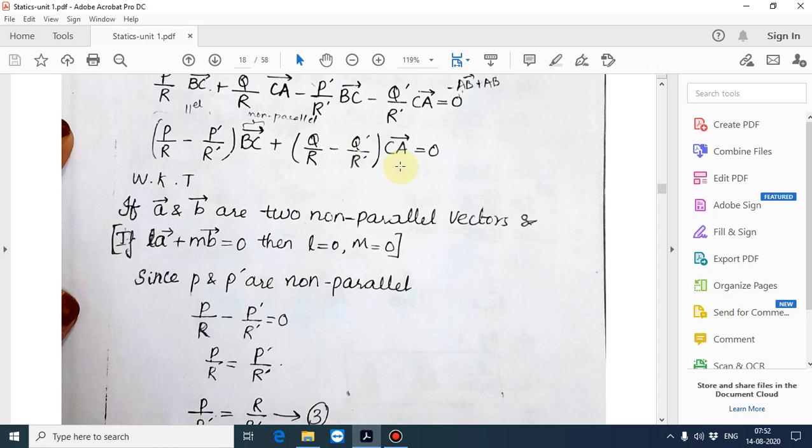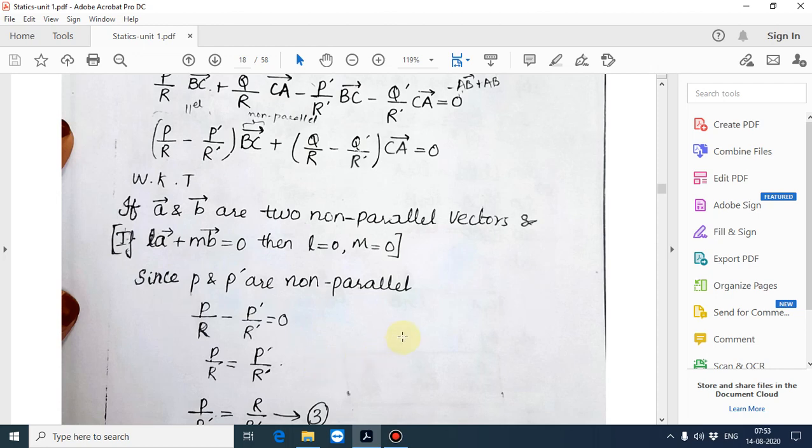And we know that if A vector and B vector are two non-parallel vectors, and if LA vector plus MB vector is equal to 0, then L is equal to 0 and M is equal to 0. Since BC and CA are non-parallel, what will you get? P by R minus P dash by R dash is equal to 0. P by R is equal to P dash by R dash. You keep it as equation number 3.